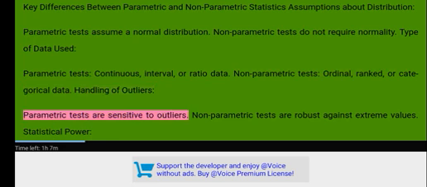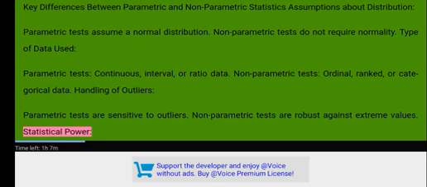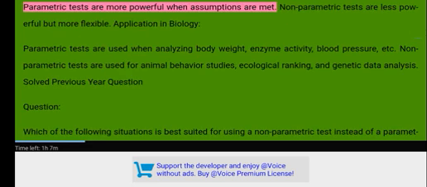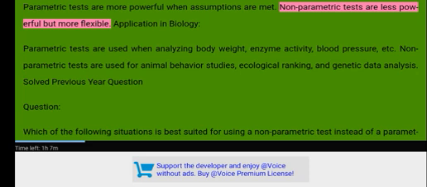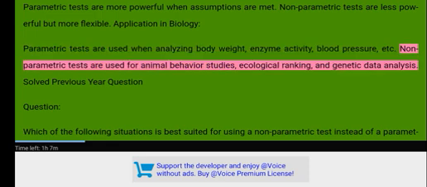Handling of outliers. Parametric tests are sensitive to outliers. Non-parametric tests are robust against extreme values. Statistical power. Parametric tests are more powerful when assumptions are met. Non-parametric tests are less powerful but more flexible. Application in biology. Parametric tests are used when analyzing body weight, enzyme activity, blood pressure, etc. Non-parametric tests are used for animal behavior studies, ecological ranking, and genetic data analysis.